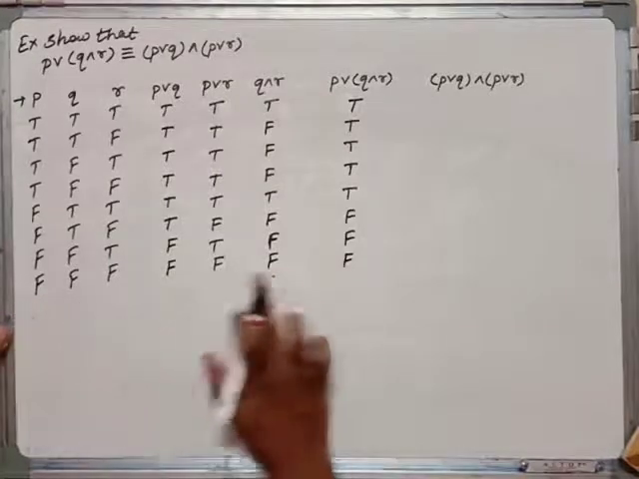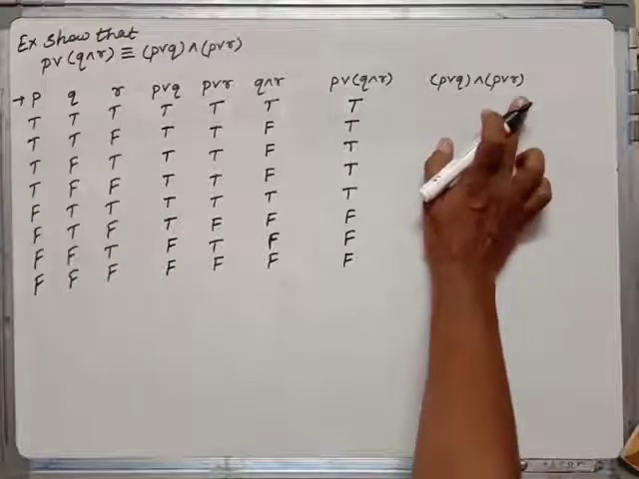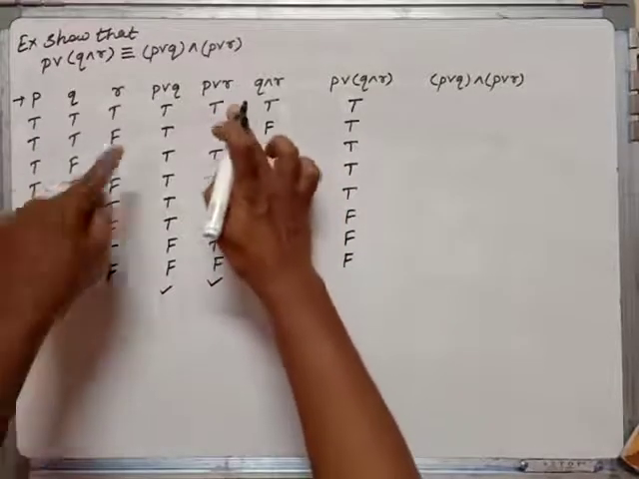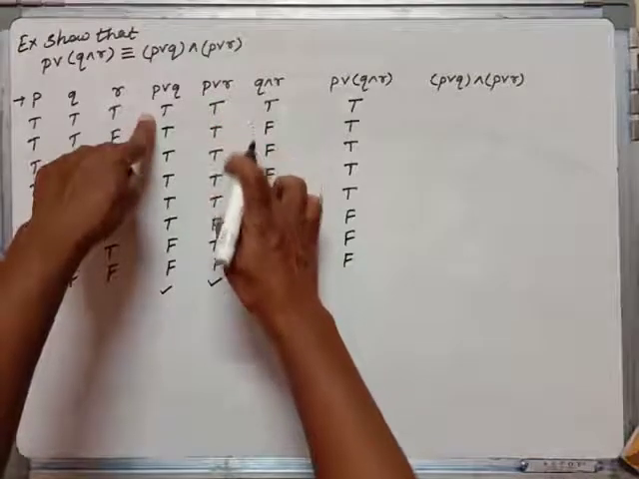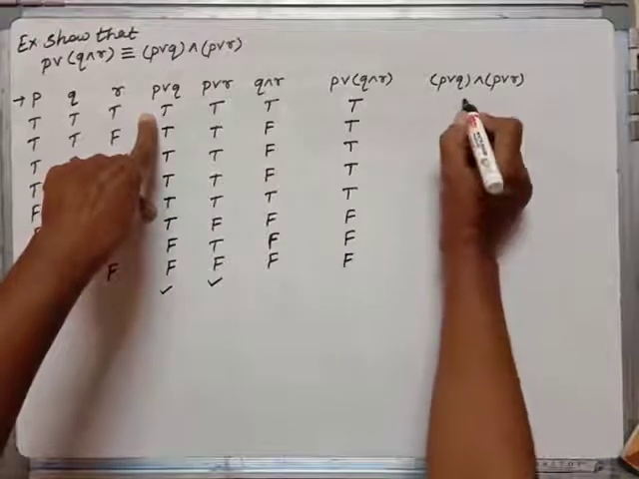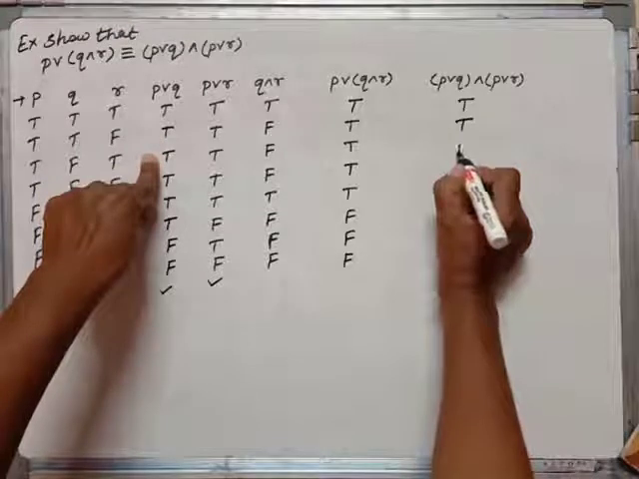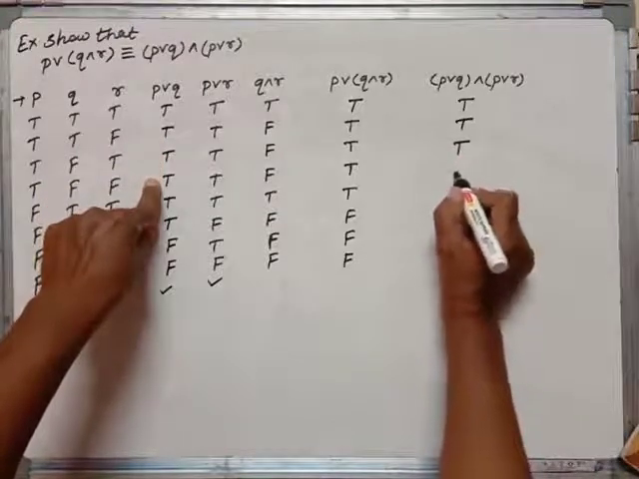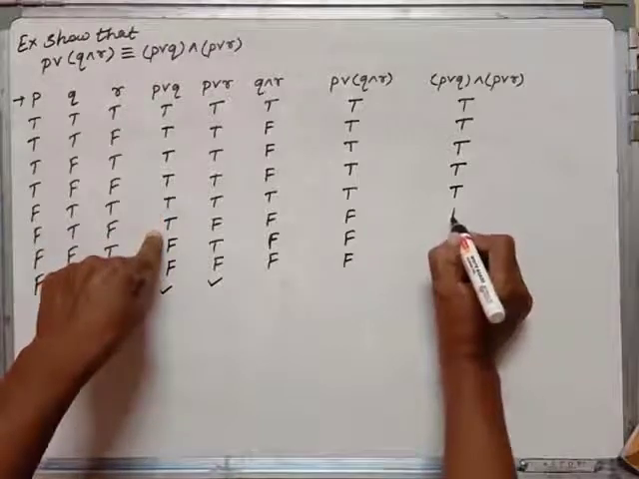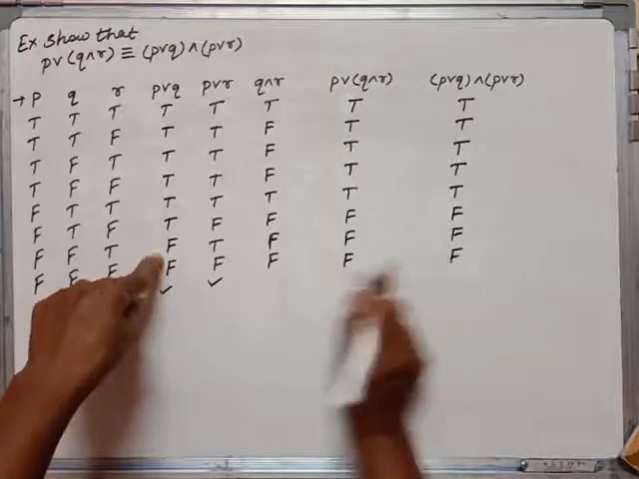Now what the last one? (P or Q) and (P or R). So look at this. (P or Q) and (P or R), and in between them. And is true only when both are true. Otherwise it is false. So true, true will give true. Again true, true, true. True, true, true. Again true, true, true. This is also true. True, false, false. False, true, false. And false, false is again false.